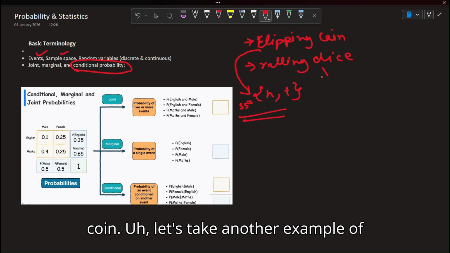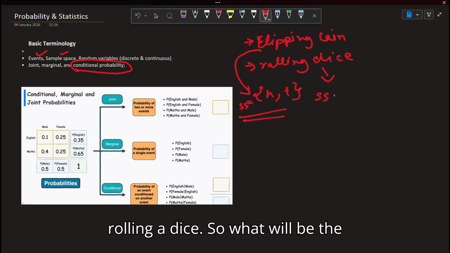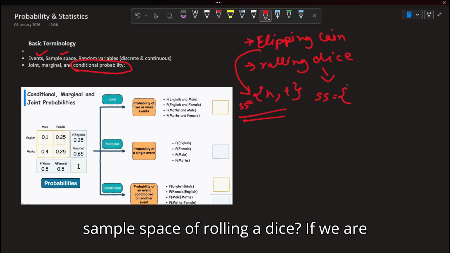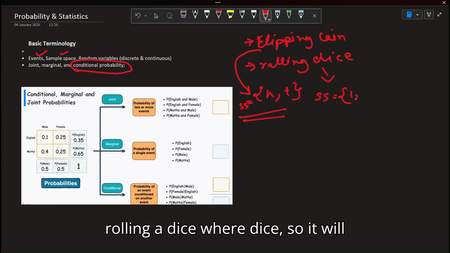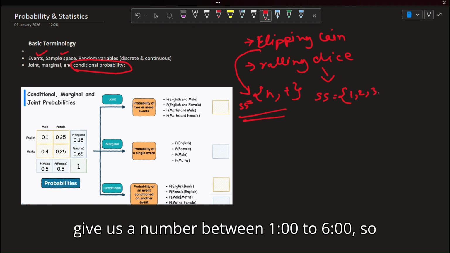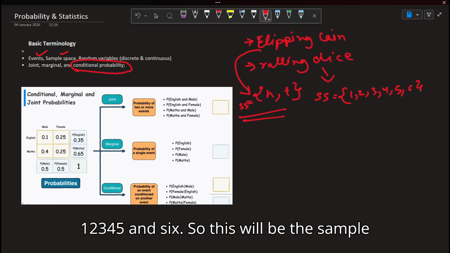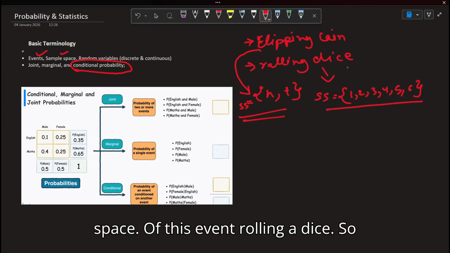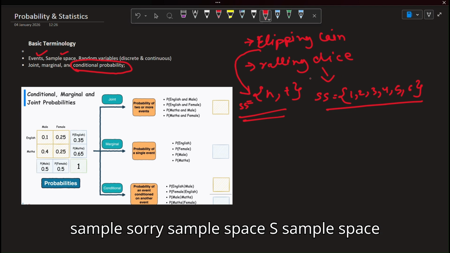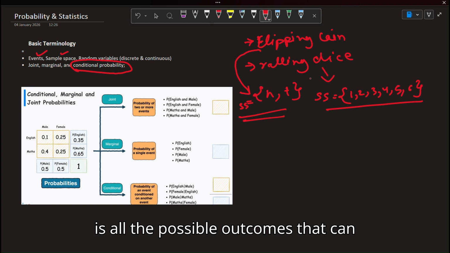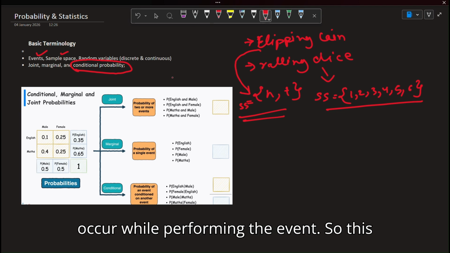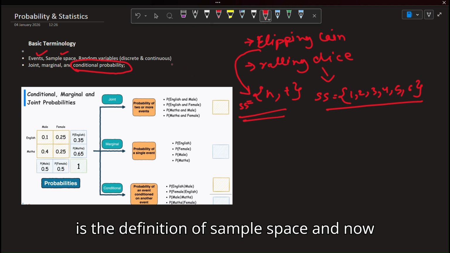Let's take another example of rolling a dice. What will be the sample space of rolling a dice? If we are rolling a fair dice, it will give us a number between 1 to 6: 1, 2, 3, 4, 5 and 6. This will be the sample space of this event. So sample space is all the possible outcomes that can occur while performing the event.